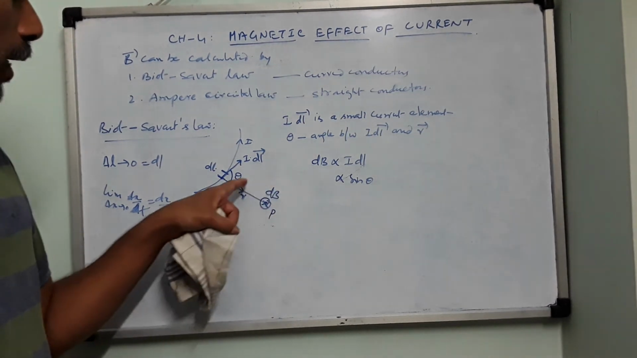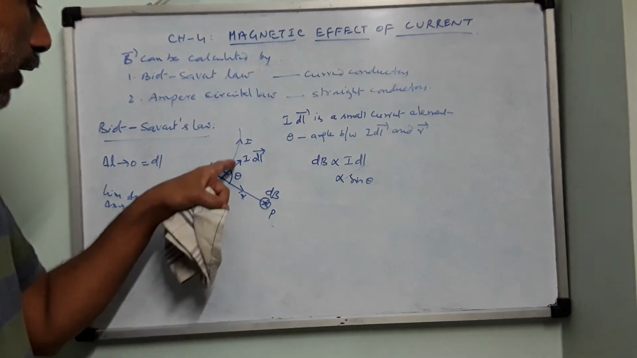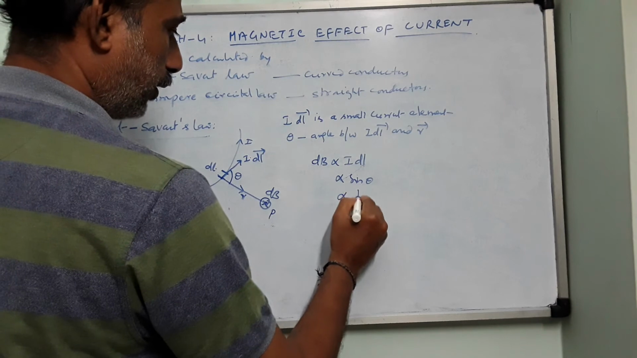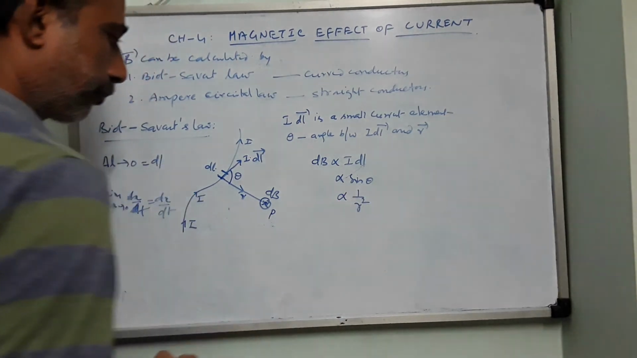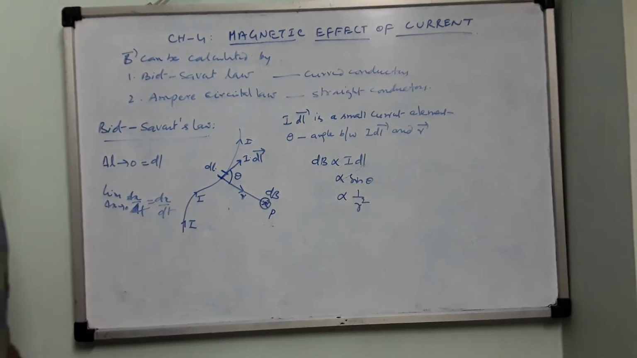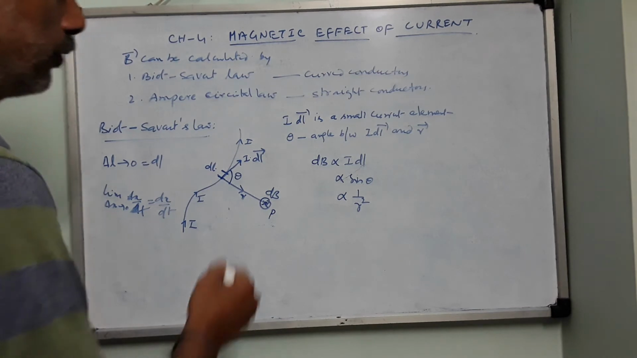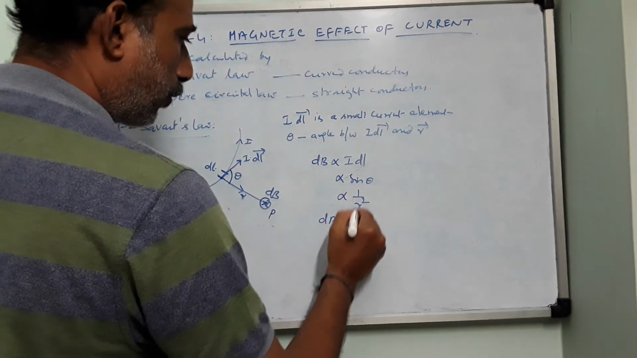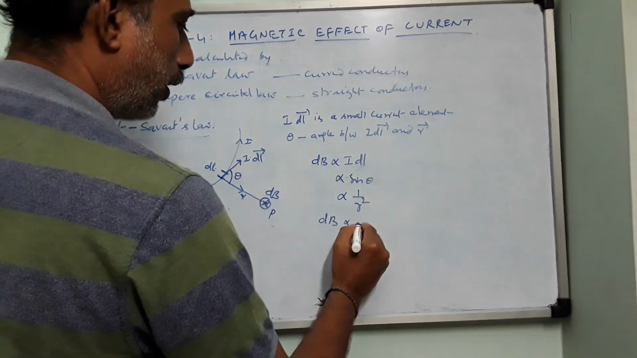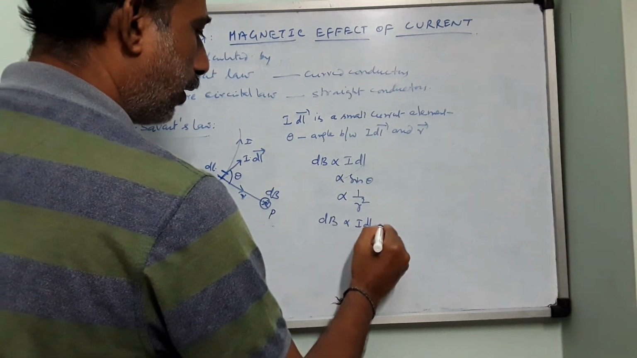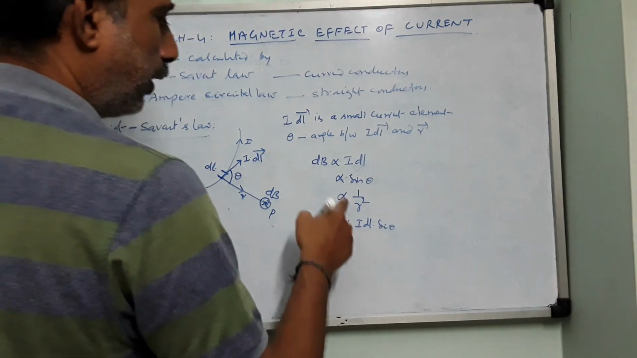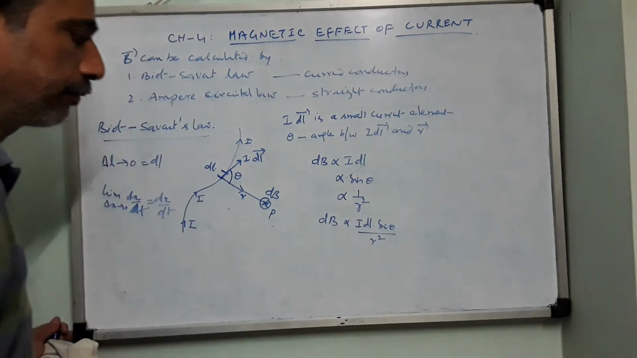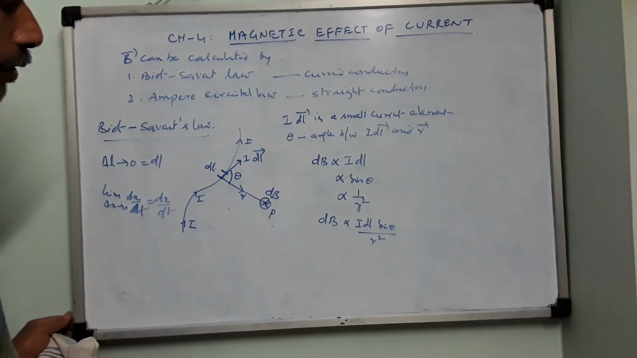Okay, so the sine of the angle between the radial distance vector and the ideal current element. It varies inversely with the square of the distance, 1 by r square. Fine. Now, I put all of them together. So dB is directly proportional to, as they are directly proportional, you can multiply them, Idl into sine theta, and it is inversely proportional, therefore it will come in the denominator, r square.